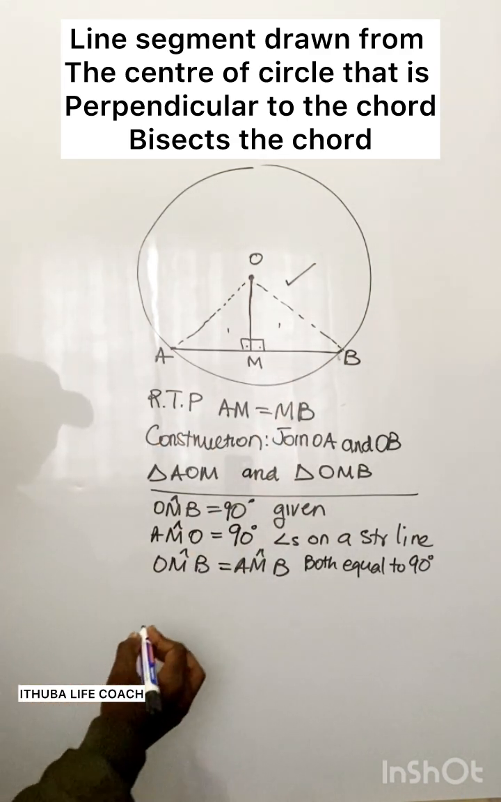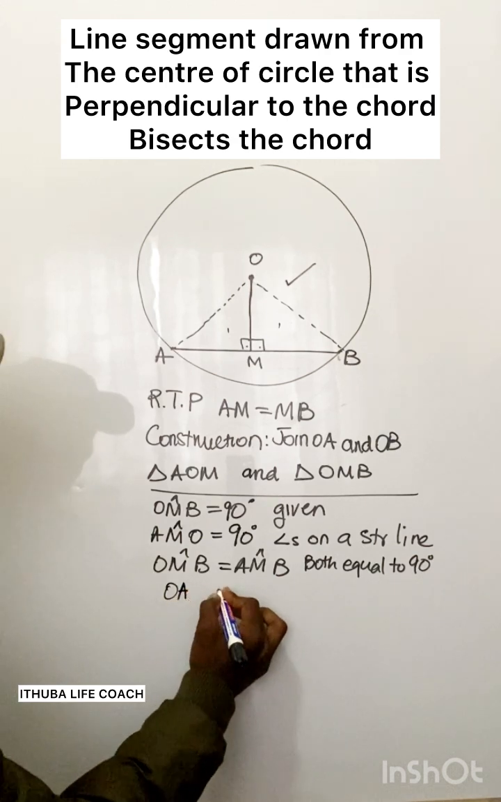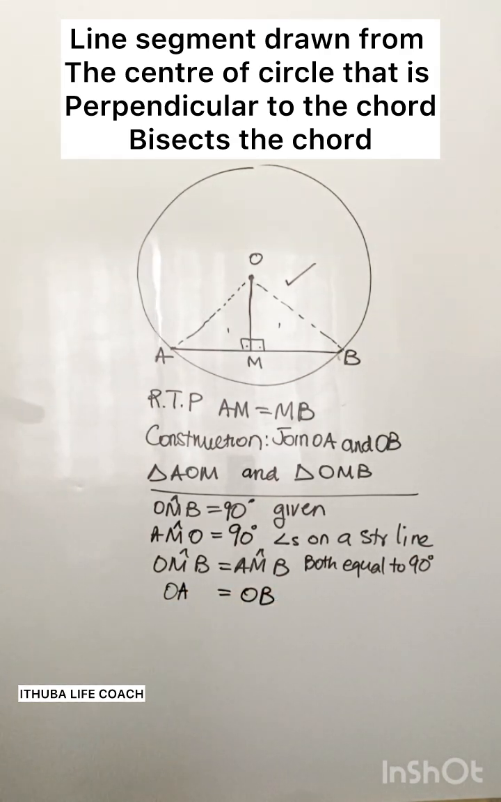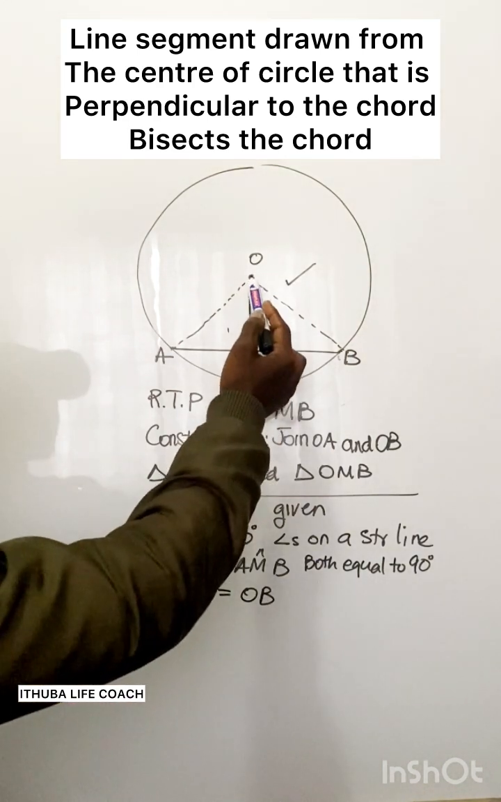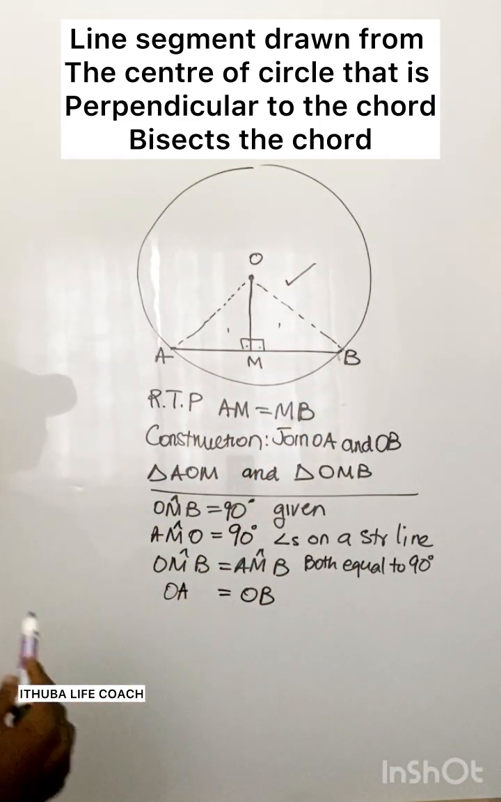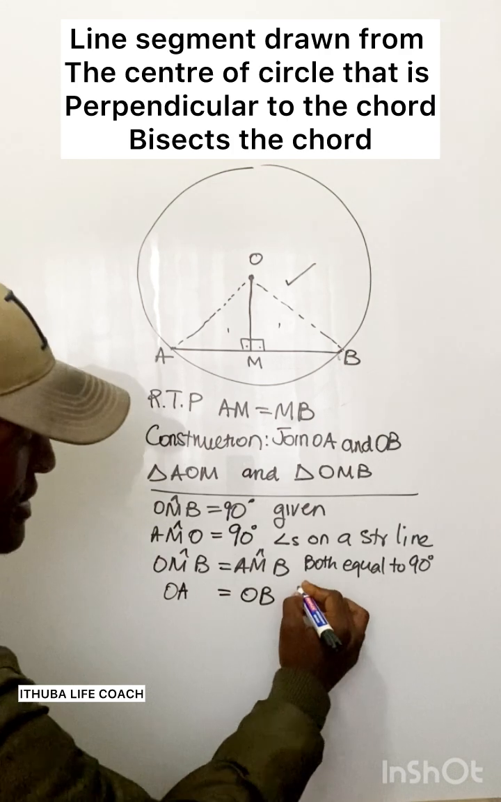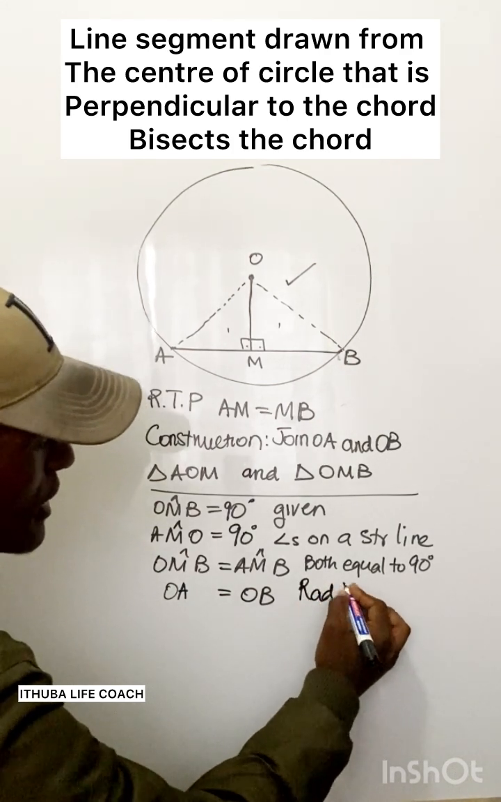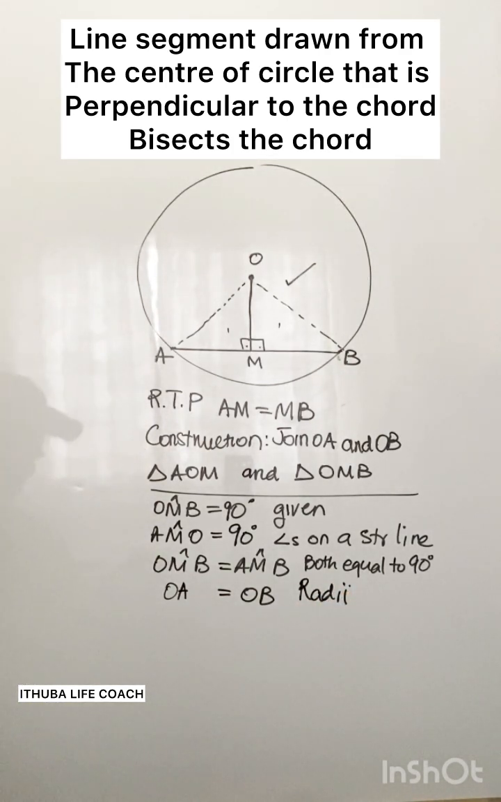Now number 2, we're going to say OA is equal to OB. Remember, I gave you guys a statement. I said any line that moves from the center of the circle to the circumference of the circle, we are going to regard it as a radius. And there's 360 of them, and all of them are equal in length. So OA moves from the center to the circumference, OB moves from the center to the circumference, meaning both of them are radii, meaning they are all equal in length.